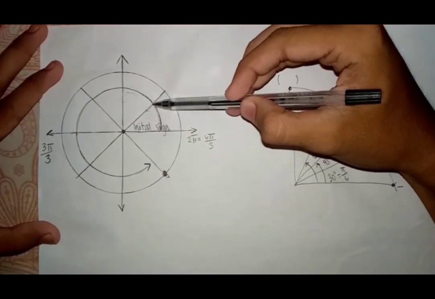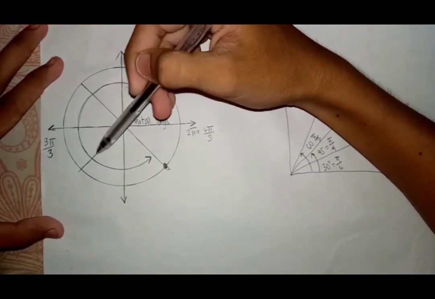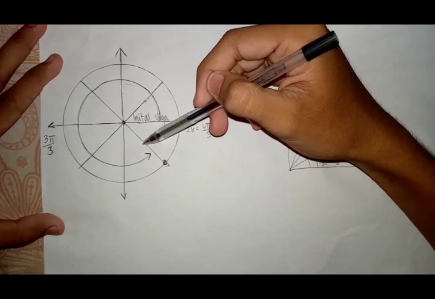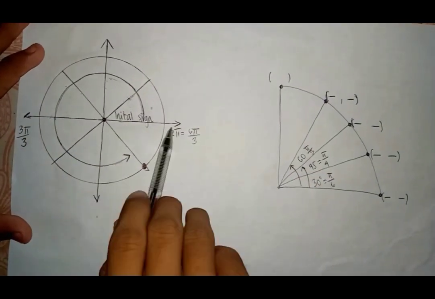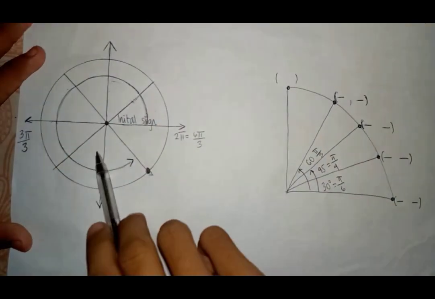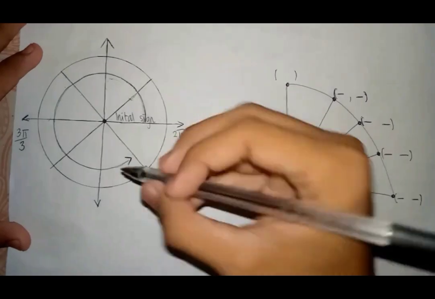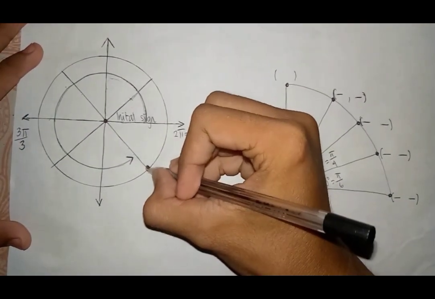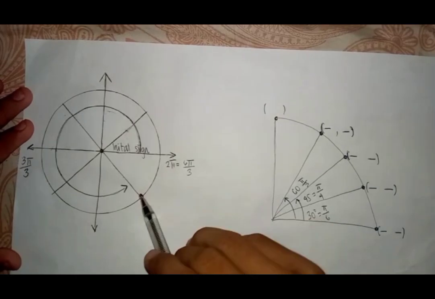So this is 1 pi, 2 pi, 3 pi, 4 pi, and 5 pi. This is the initial side. Wrap all the way around, so there's my angle. Determine where this point is. So here. So what is the point on the unit circle?